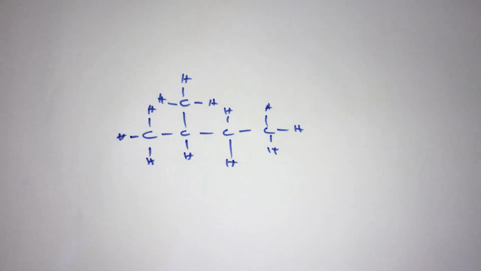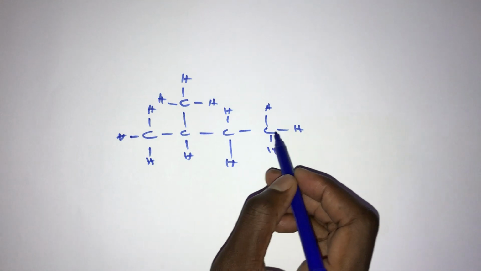So now we have a side chain. That means when we count, first we must check the longest chain. We must make sure that the chain is the longest one. So when I check, I see the straight one.